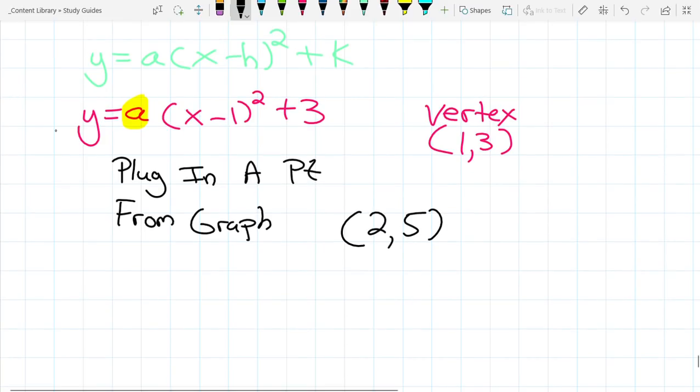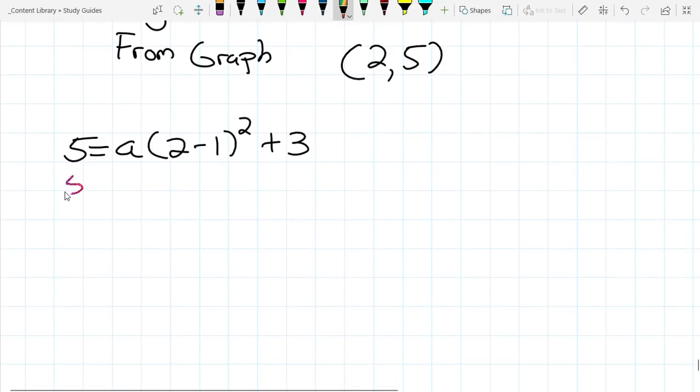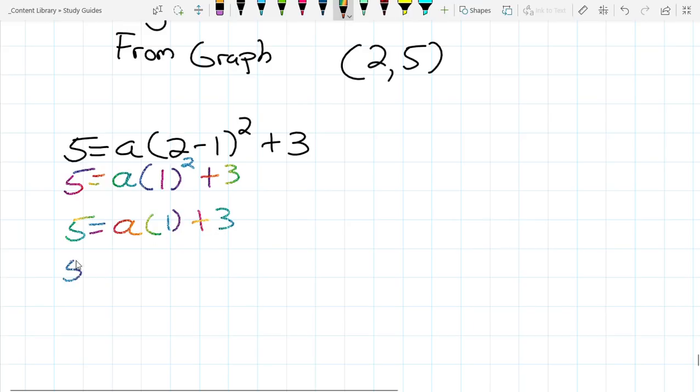So 2, 5 had to come from here, which, if it did, means the 5 was the y and the x was the 2. So let's see what we get. If we do our process for solving for our variable, we would get 5 equals a times 2 minus 1 is 1, and that's 1 squared. Well, 1 squared is simply just 1, and 1 times a is really just a.